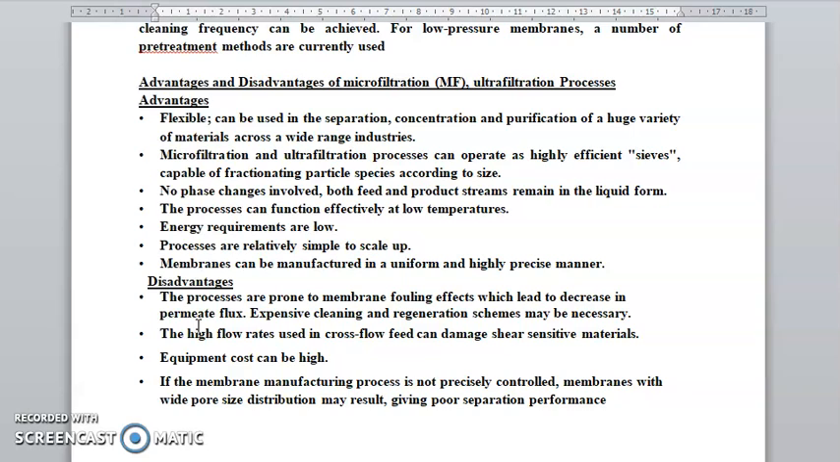Disadvantages: the processes are prone to membrane fouling, which decreases the permeate flux. Expensive cleaning schemes may be necessary. High flow rates used to cross-flow the feed can damage shear-sensitive material. Equipment costs can be high, and the membrane manufacturing process is not precisely controlled. Membranes with a wide pore size distribution may result in poor separation performance.